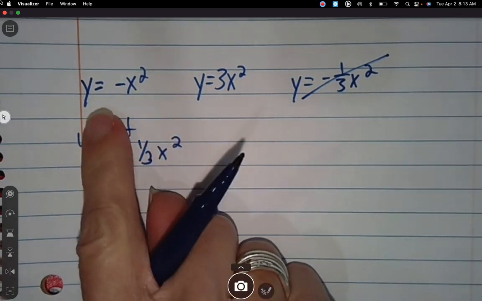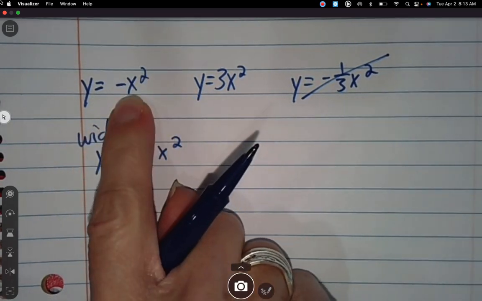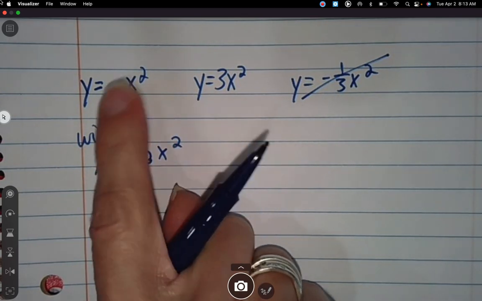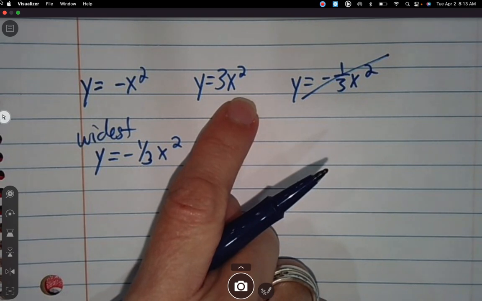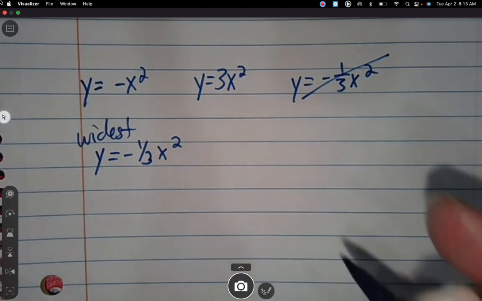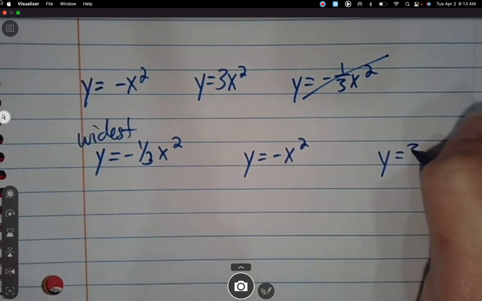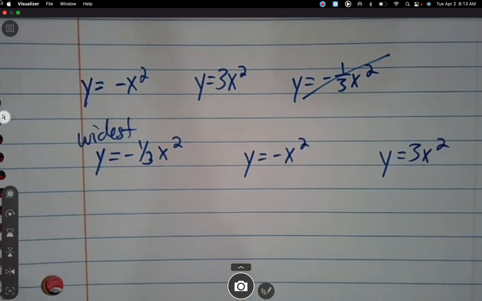Now, these aren't fractions, so you have the number 1 and the number 3. So which one would you put first? The 1. And remember, the bigger the number gets, the steeper it gets. So you're going to go with negative x squared and then 3x squared. So there's no graphing needed. It just said which is the widest to the narrowest.